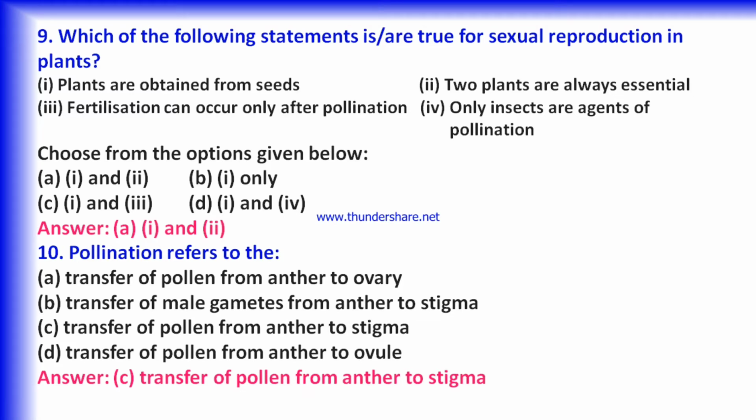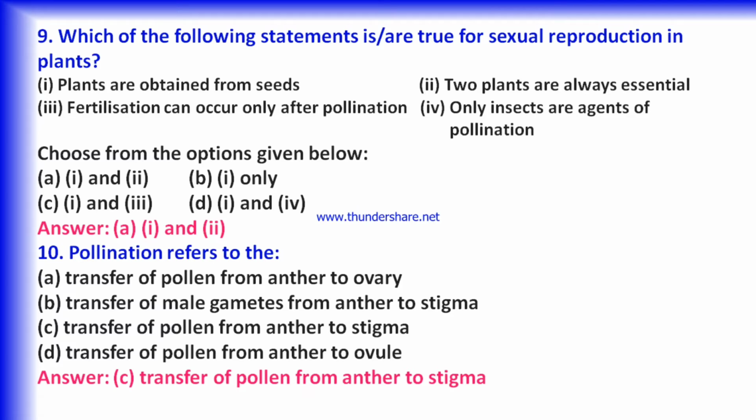The right answer is options 1 and 2 are correct. That means plants are obtained from seeds and 2 plants are always essential for reproduction. This is the criteria only for sexual reproduction, not for asexual reproduction. So what is the criteria for asexual reproduction? Number 3 and number 4. That means options 3 and 4 are responsible for asexual reproduction. As here the question is about sexual reproduction, that's why the answer is plants are obtained from seeds and 2 plants are always essential for sexual reproduction.